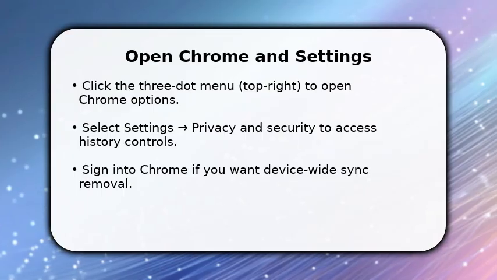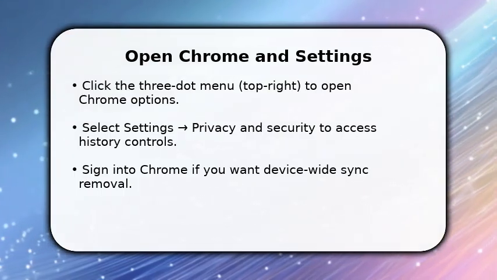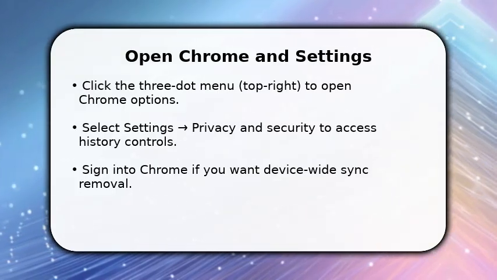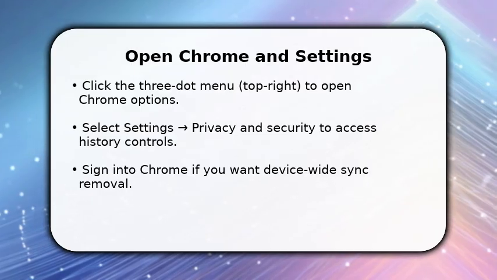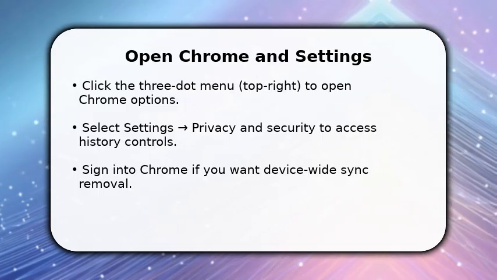You start by opening Chrome and going straight to Settings. Don't linger. Click the three-dot menu at the top right, then choose Settings and Privacy and Security. This gives you the controls you need. If you use a Google account, make sure you're signed in so deletion can sync across devices.